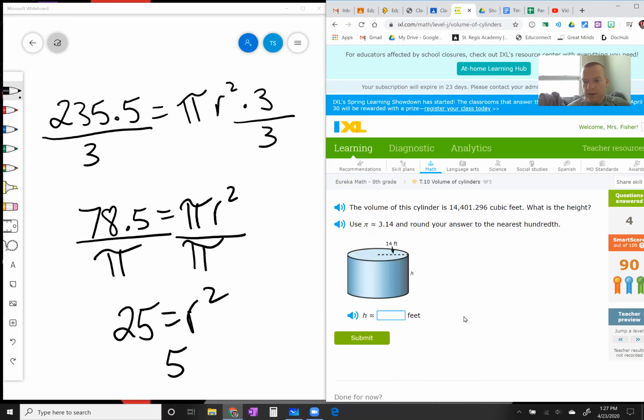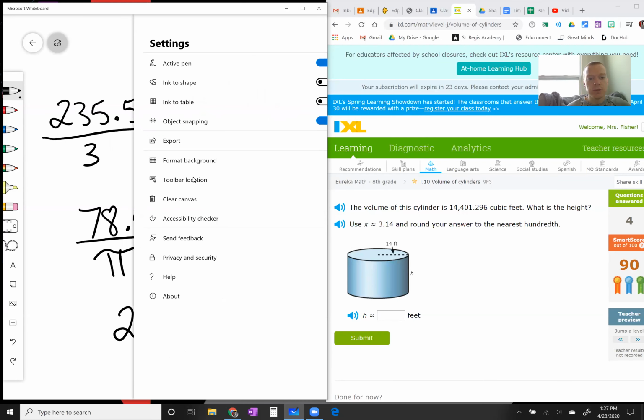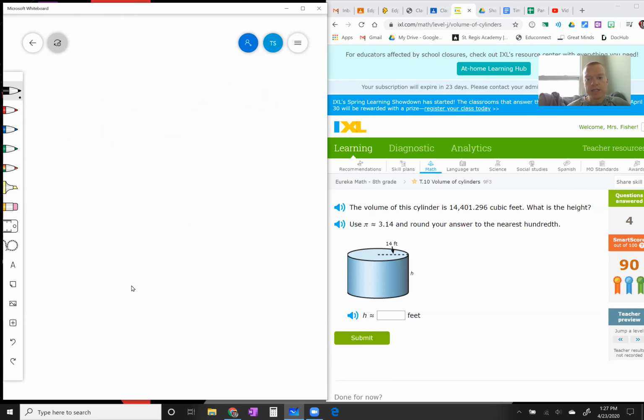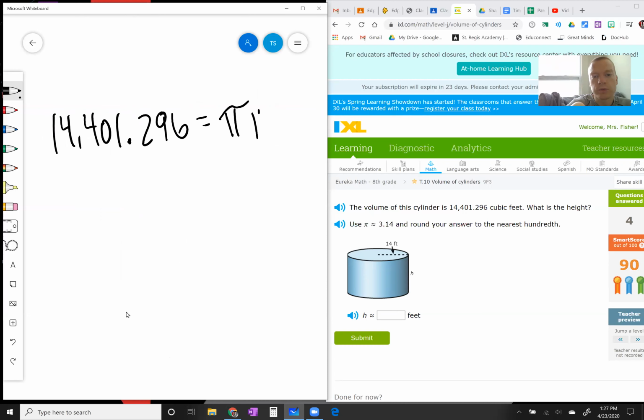Let's see if there are any harder ones. This one's asking for the height, so let's try to do one where you need to find the height. The volume is a big one, 14,401.296, and that equals pi r squared, which is 14, so 14 squared times your height. Now we're looking for h.